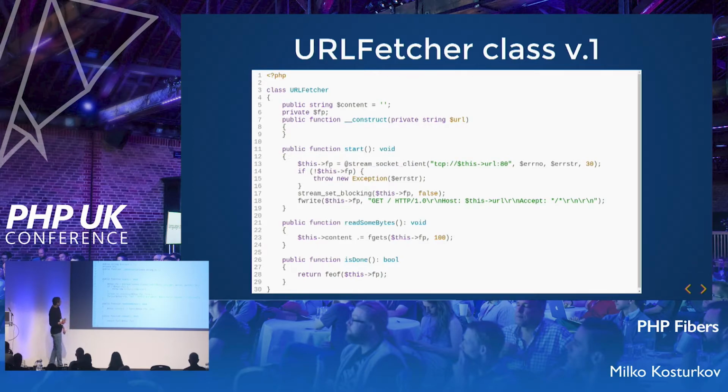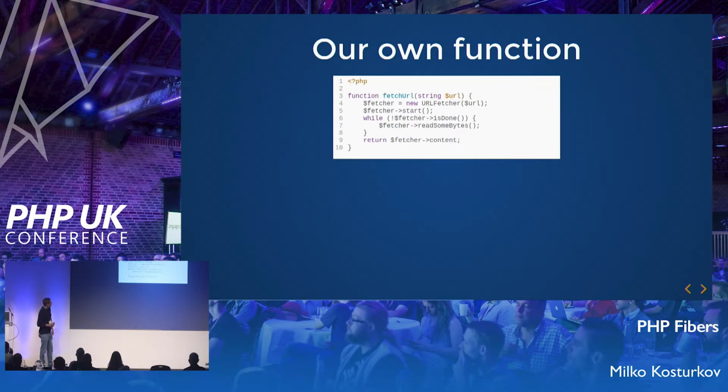And we can refactor our old function using this class, and it will look something like this. We instantiate our URL fetcher, we start it, then we still have a loop. Until the fetcher is done, we read some bytes, and then when the fetcher is done, we return the contents of the fetcher. So we still have this loop. We still cannot get rid of it, and we want to.